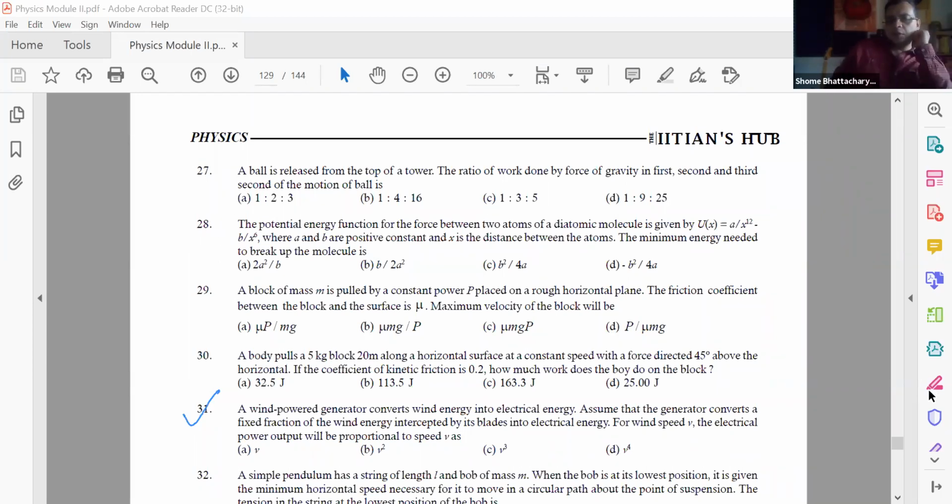So it says a wind powered generator converts wind energy into electrical energy. Okay. Assume that the generator converts a fixed fraction of the wind energy intercepted by its blade into electrical energy. So for a wind speed of V, the electrical power output will be proportional to which of the following? V or V square or V to the power 3 or V to the power 4.